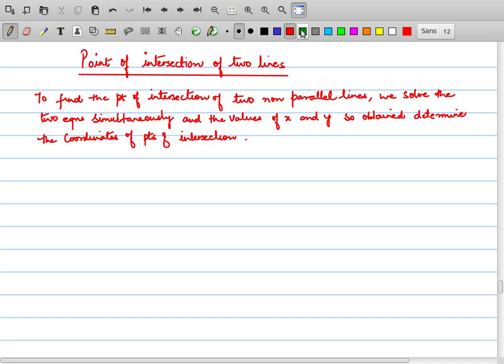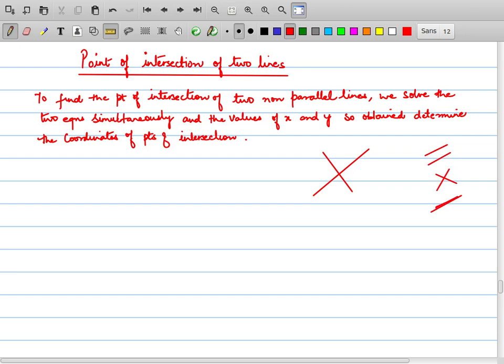The next topic that we will discuss is the point of intersection of two lines. What does this tell you? Suppose you have two lines and the lines are intersecting. The concept of lines you have already studied in class 9th, where you studied the two lines could be coincident, the two lines could be parallel, or the lines could be intersecting. These are the three cases that we had learnt in class 9th.